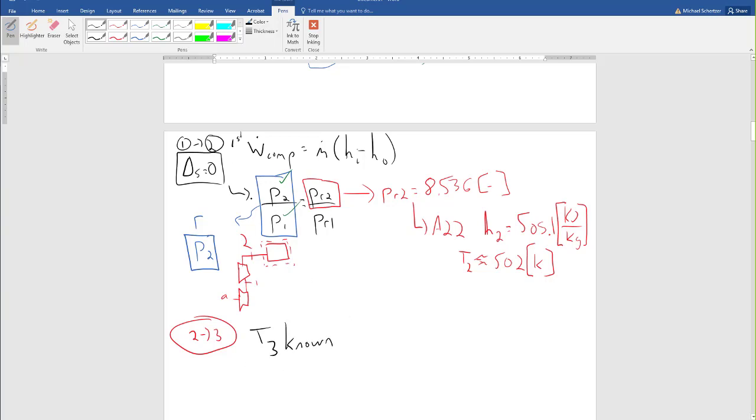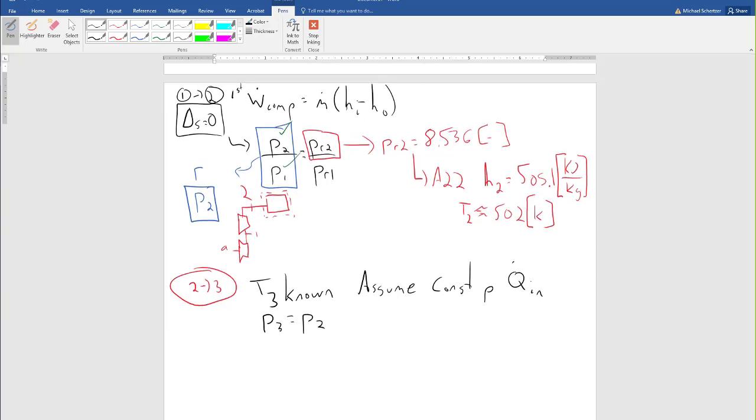And we know that we're going to assume constant pressure Q dot in. That means that P3 is equal to P2. Okay, I know T3. So because I know T3, I go here to table A22, and from T3, I get H3 and PR3.